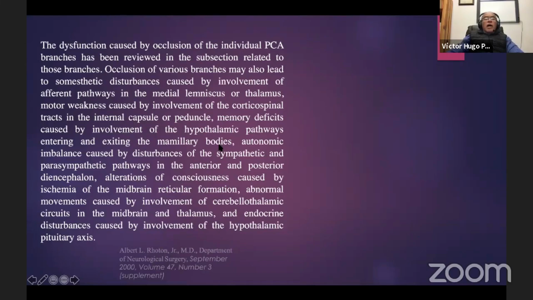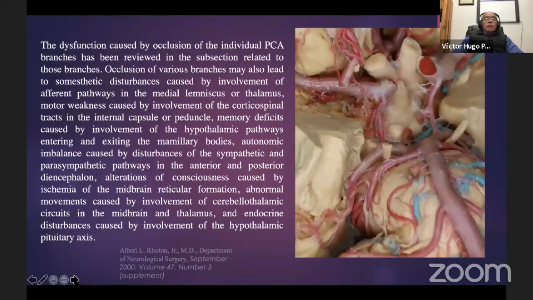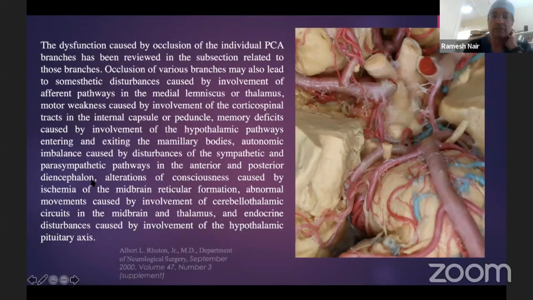Dr. Roton. And the description of many affections of the brain is the involving of hypothalamic pathways, mammillary bodies, autonomic imbalance, damage of sympathetic and parasympathetic pathways in the anterior and posterior encephalon, alteration of consciousness, and many other more.